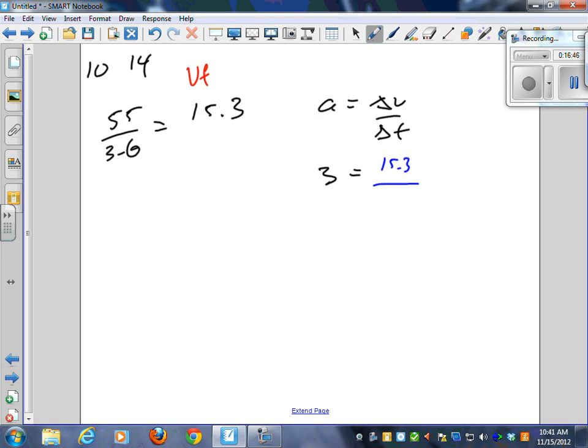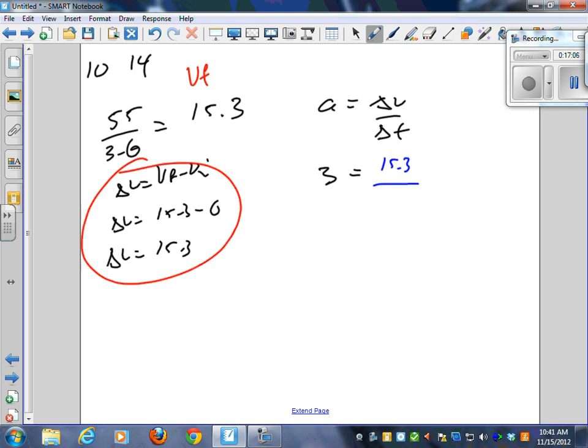There might be some purists out there that would want you to go delta V is VF minus VI. Delta V is 15.3 minus 0. Delta V is 15.3. That's a lot of work for nothing, is it not? I know you can do that, right? But it only works when what? The initial velocity is 0. And that's important.